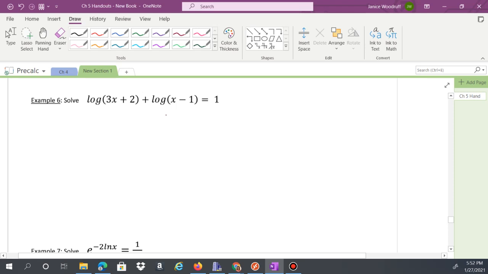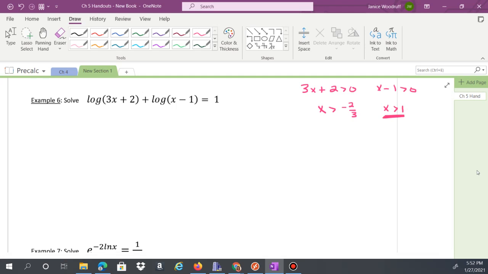Let's note the restrictions first. So you've got 3x plus 2 is greater than 0. That's going to give you x is greater than negative 2/3. And you have x minus 1 is greater than 0, which means x has to be greater than 1. And so that's the one you're going to keep, the higher number.